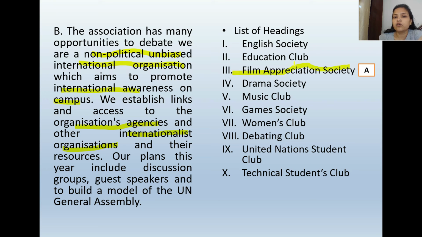So English society? No. Education club? It might be. Drama society? Music club? Game society? No. Women's club? Debating club? To debate, we are okay. United Nations Student Club? So the answer would be this one, United Nations Student Club. Why? It's talking about opportunity to debate, and at the last it says that we include these things also in a model of the UN General Assembly. So this is all about the UN General Assembly, so United Nations Student Club.